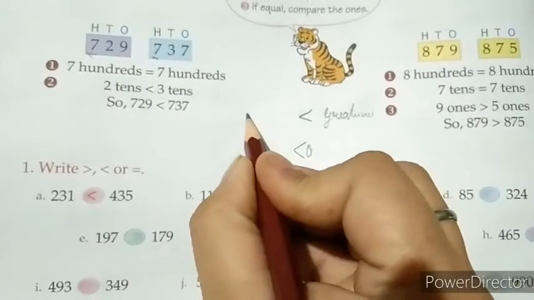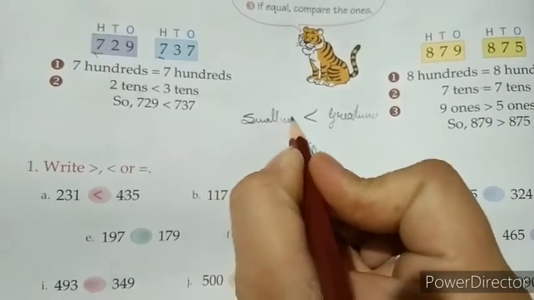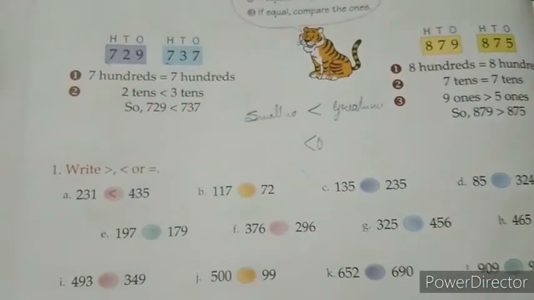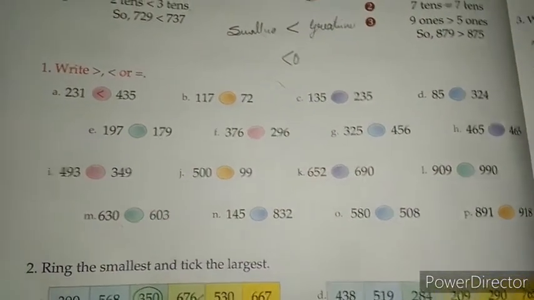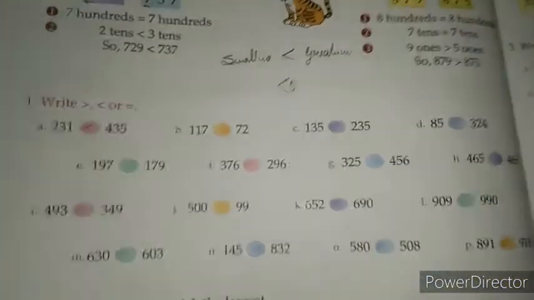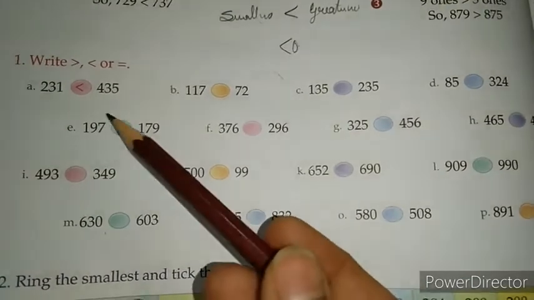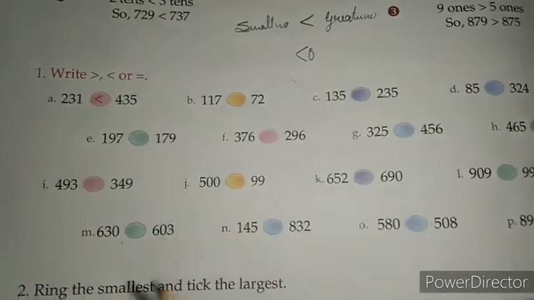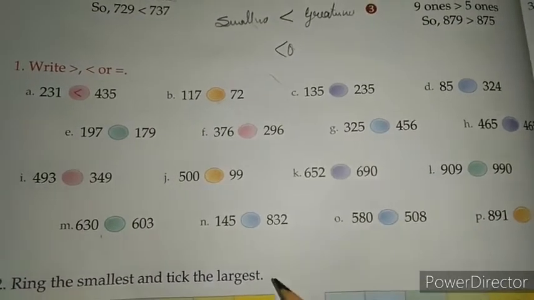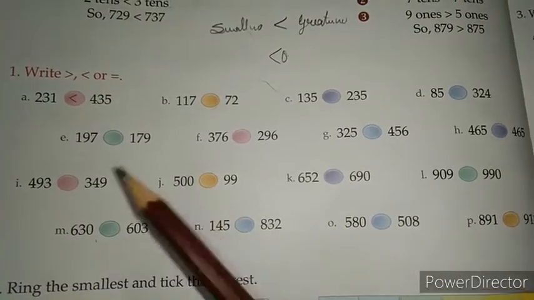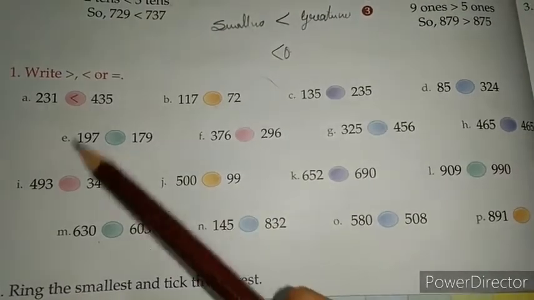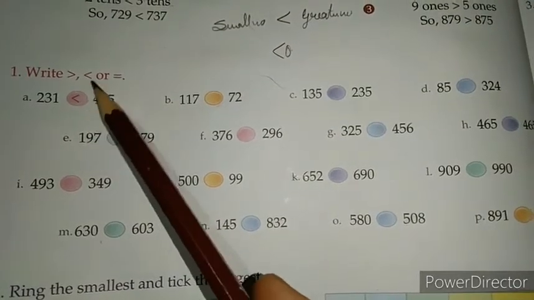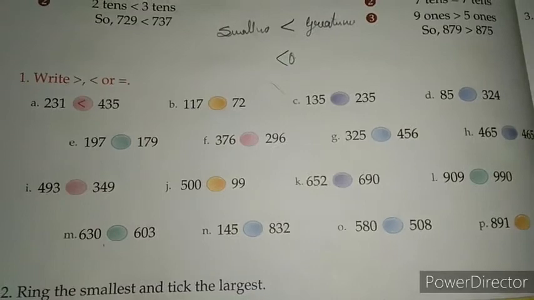And here small number. Okay, understood all of you? Now let's start. So students, here we have questions now. Here first one is done for us, then we will start from second. So in this question we have to write the correct sign in this circle, in the oval, according to the numbers, like this.